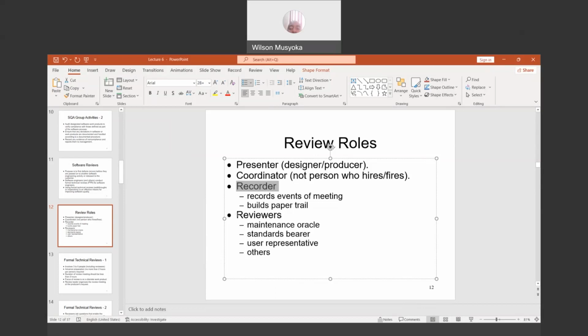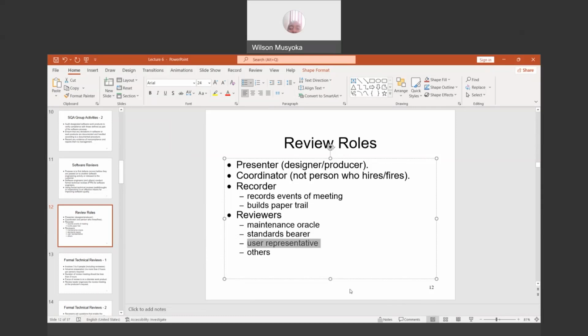Then there is going to be the reviewers themselves. These are the people who are going to maintain the system. They are the people who bear the standards so that they can tell whether that system is up to standard. There are also people who are going to represent users to see if there is the user perspective.